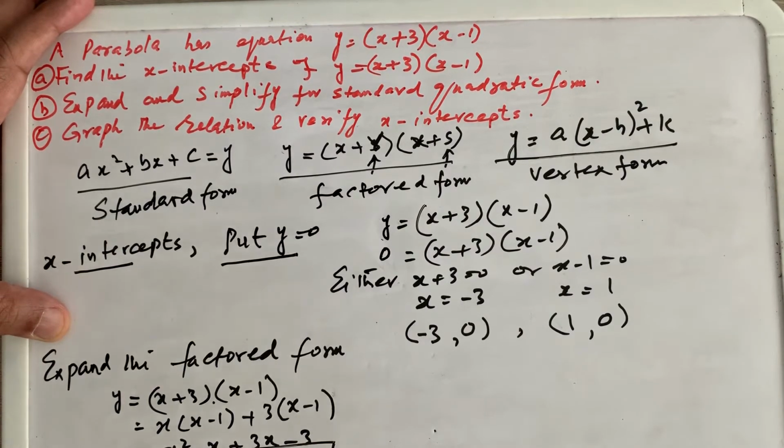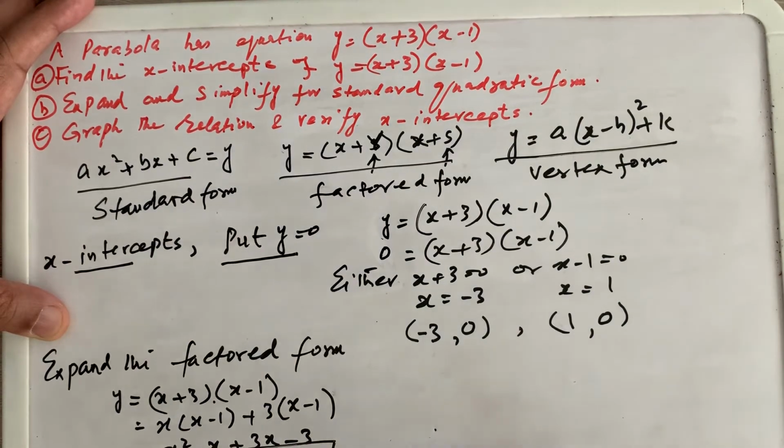Now C part is graph the relation and verify the x-intercept. To graph the relation, we have to have some knowledge of TOV, table of values. So if we make a table of values for this equation, we can make the graph. But there is another way which will be very helpful for the student, because I can find out my y-intercept in this standard form.